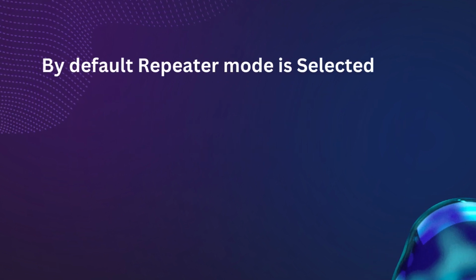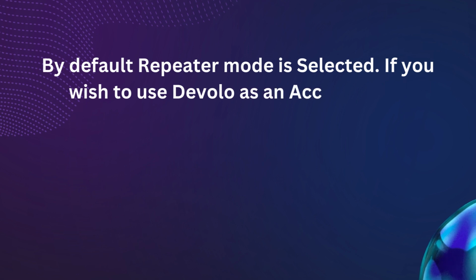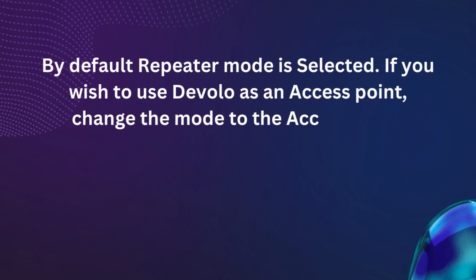Welcome to the configuration of your Devolo WiFi repeater AC. By default, repeater mode is selected. If you wish to use the Devolo as an access point, change the mode to access point.